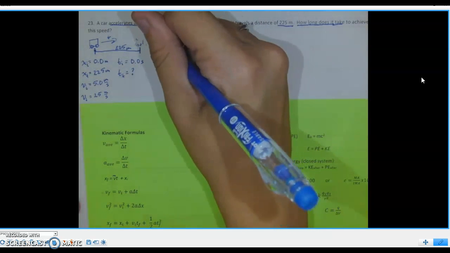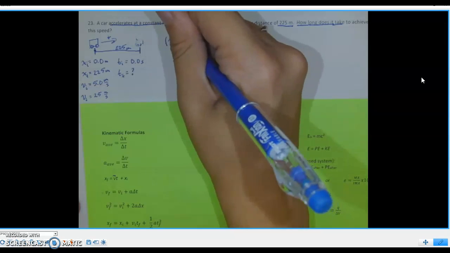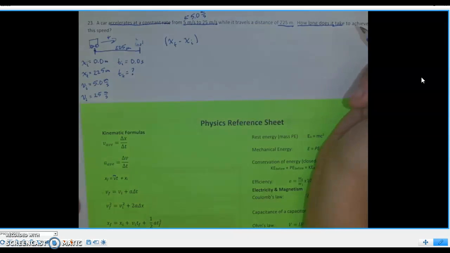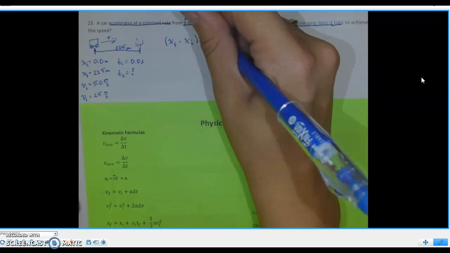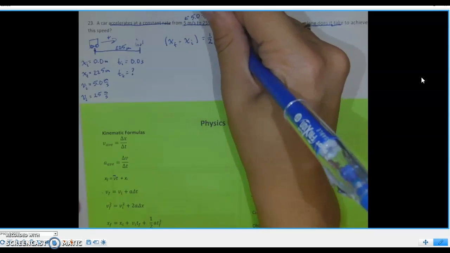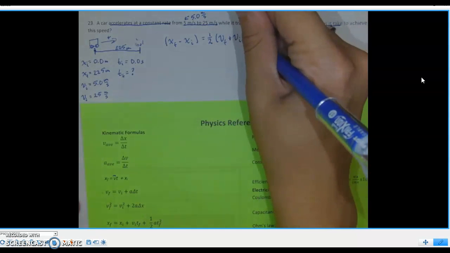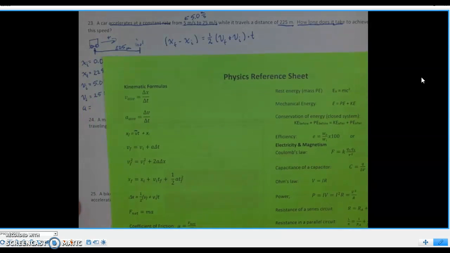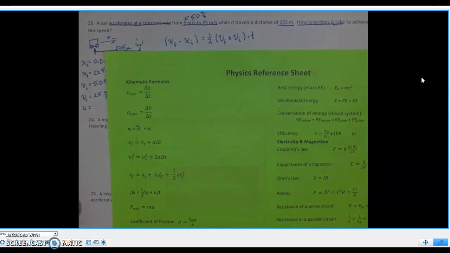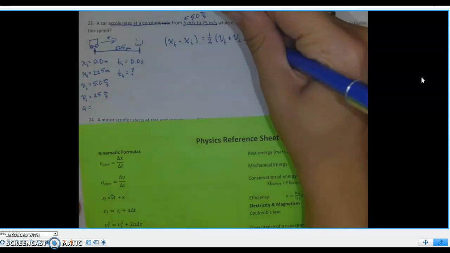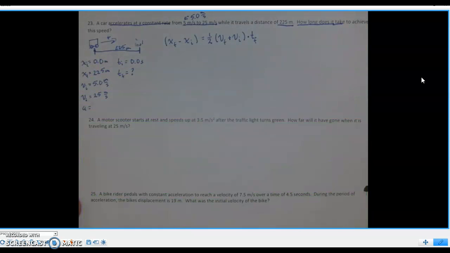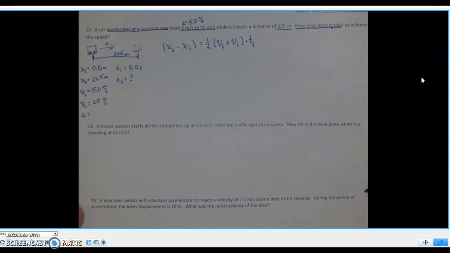Delta x, remember delta means final minus initial. Delta x is equal to 1/2 velocity final plus velocity initial multiplied by t. Now when t is by itself in an equation, you can make the assumption that it is t final and that t initial was 0. Okay.